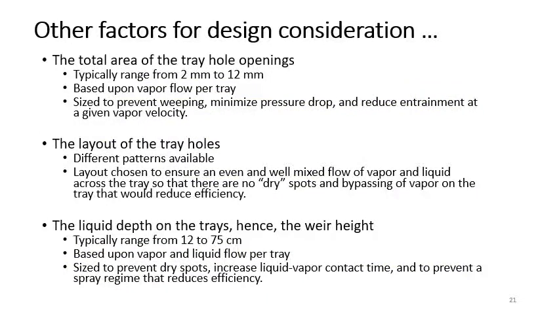Okay, moving on to the other factors when you design. So you need to also take into account the total area of the tray hole openings, and this is based on the vapor flow per tray to prevent weeping, minimize pressure drop, and reduce entrainment at a given vapor velocity. The layout of the tray holes, and then the liquid depth of the trays, hence the weir height, to ensure mixing and to reach equilibrium as far as possible, increase liquid and vapor contact time, and also to prevent a spray regime that reduces the efficiency.